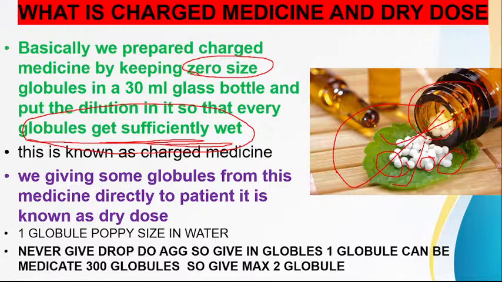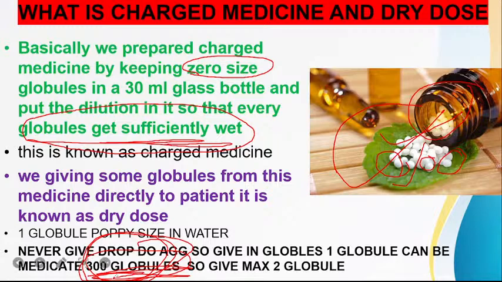Even one drop is a very heavy dose. One drop of medicine can wet approximately 300 globules, and in the dry dose we are giving only one or two globules, while a drop of medicine can wet 300 globules.